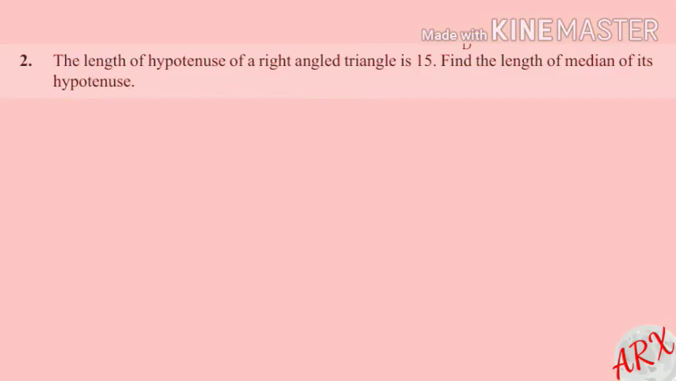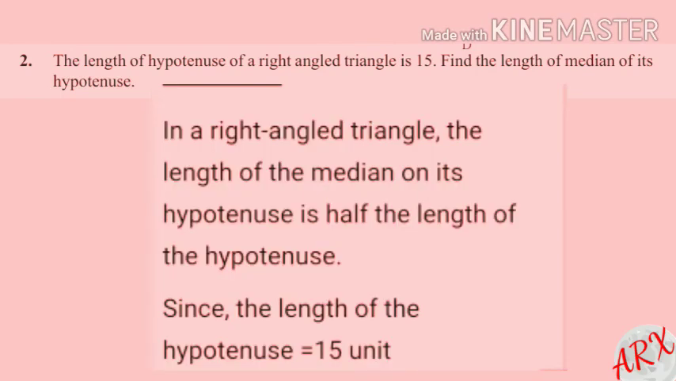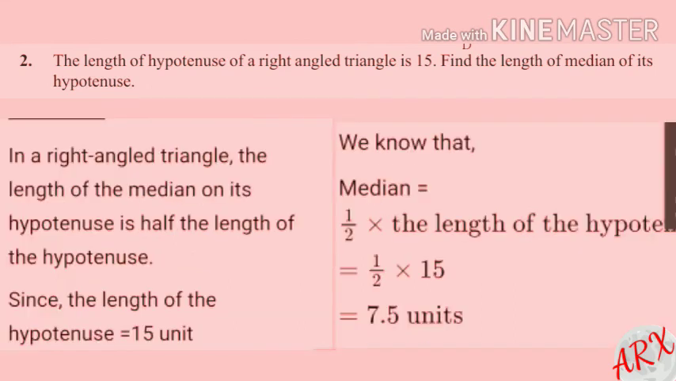Question number 2. The length of the hypotenuse of a right angle triangle is 15. Find the length of the median on its hypotenuse. Now in a right angle triangle, the length of the median on its hypotenuse is half the length of the hypotenuse. Here, the length of the hypotenuse equals 15 units. We know median equals half of the length of the hypotenuse. Therefore, median equals 1/2 of 15, that is 7.5 units.